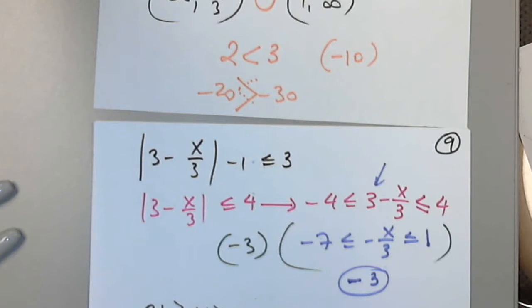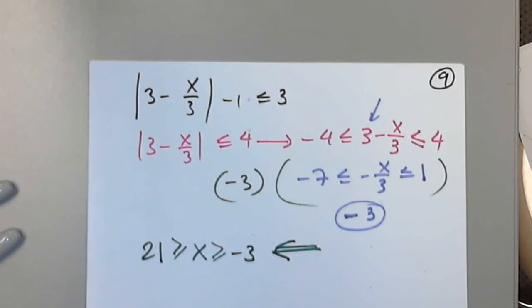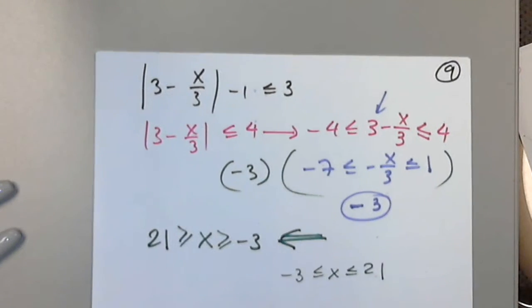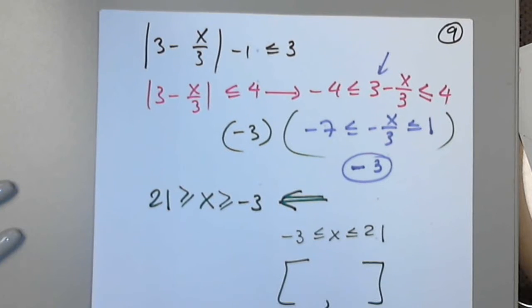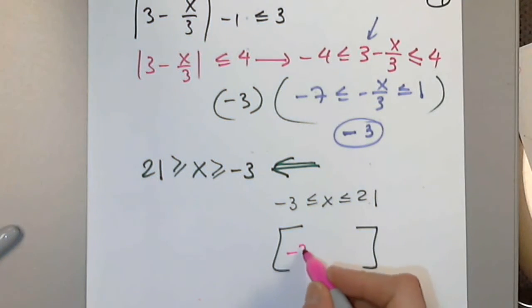But now also I have to rewrite the inequality, reading it correctly. So it's -3 less than or equal to x less than or equal to 21. And this is nice. I don't have to intersect. I don't have to write the union because it's the intersection. I don't have to do anything. The solution is right in front of me. That's it.